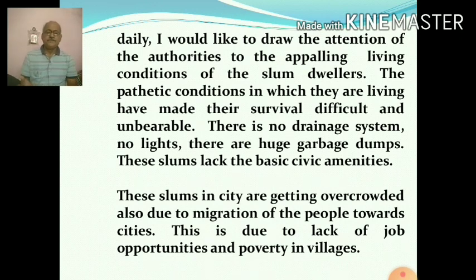what has been written. These slums in the city are getting overcrowded. The reason is mentioned: getting overcrowded also due to migration of the people towards cities. This is due to the lack of job opportunities and poverty in villages. What is the reason? The slum area of the city is getting overcrowded. So the reason is mentioned here.